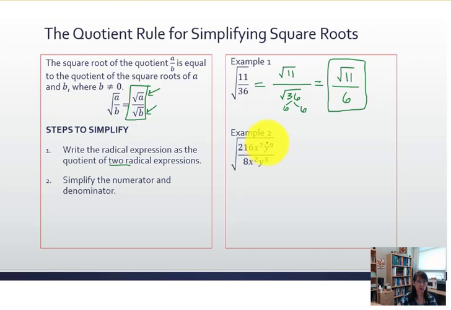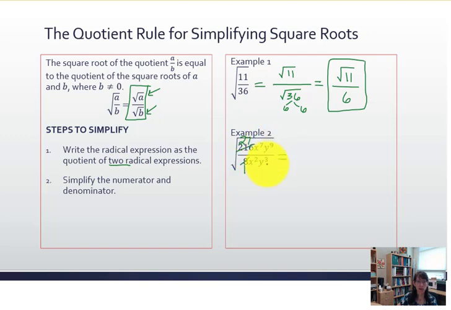With example 2, we're starting to work with our variables. Now we have the number 216, which is divided by 8. So if it's possible to take 216 and evenly divide it by 8, then that's what we'll want to do. So 216 divided by 8 actually is 27. So that would make 27 over 1.